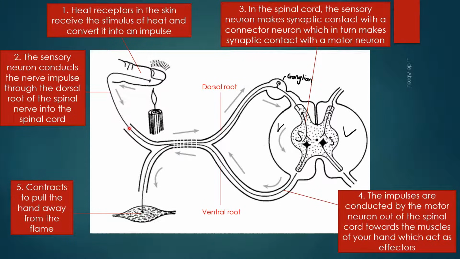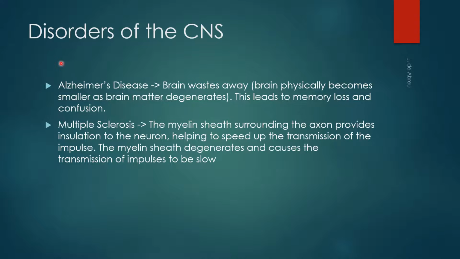Okay, so the sensory neuron comes through the dorsal root, makes synaptic contact with the connector neuron, which makes synaptic contact with the motor neuron that leaves the spinal cord all the way back to the effector to bring about the reflex action. Then we get to the disorders of the central nervous system, and there are two of them that you must know. Number one is Alzheimer's disease, and number two is multiple sclerosis.